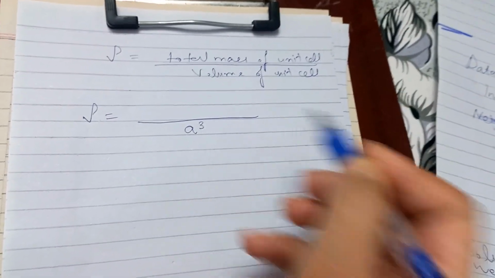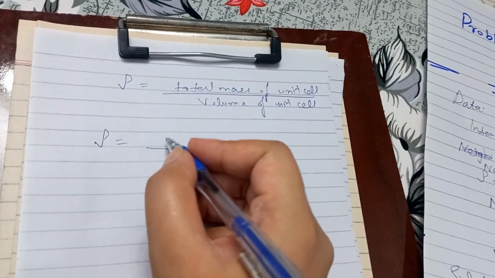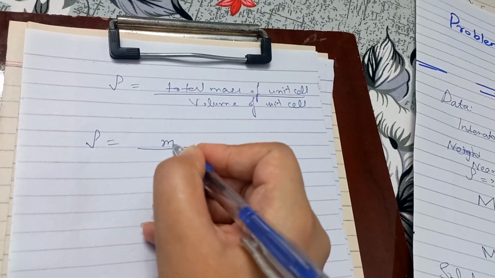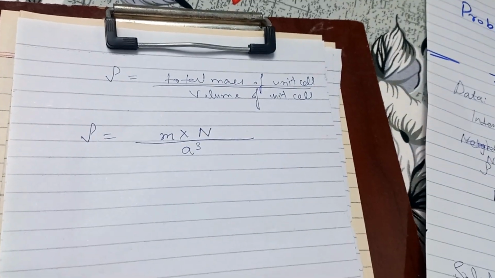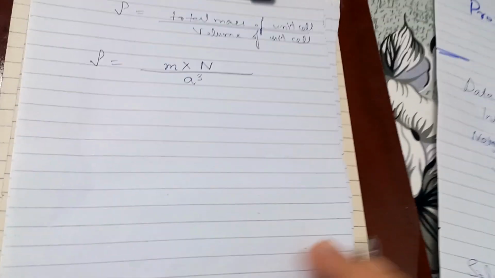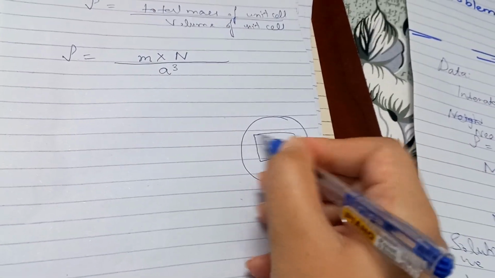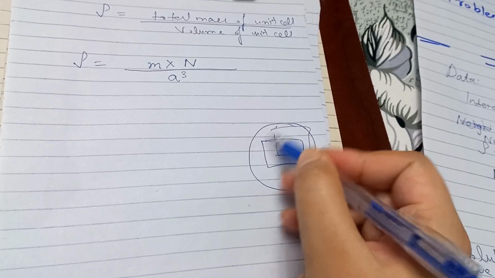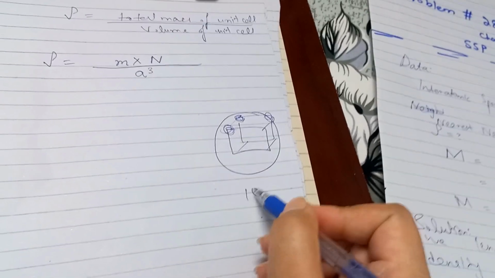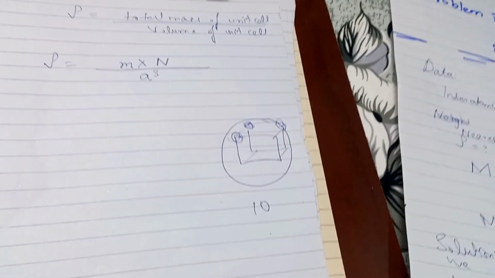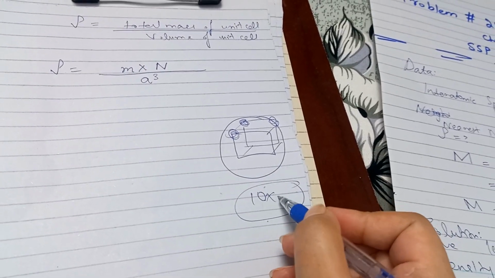So it's a cube, and the total mass of the unit cell is equal to the mass of each silicon atom multiplied by the total number of atoms per unit cell. For example, roughly speaking, maybe there are 10 atoms in a unit cell. So the total mass of the unit cell will be simply the total number of atoms that we have multiplied by the mass of each atom.